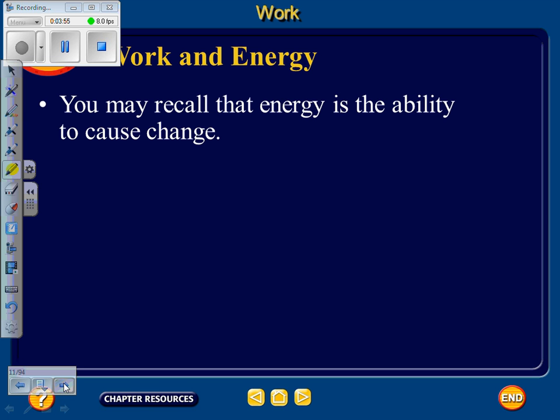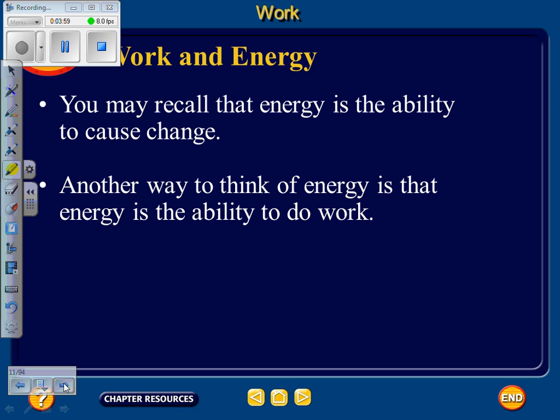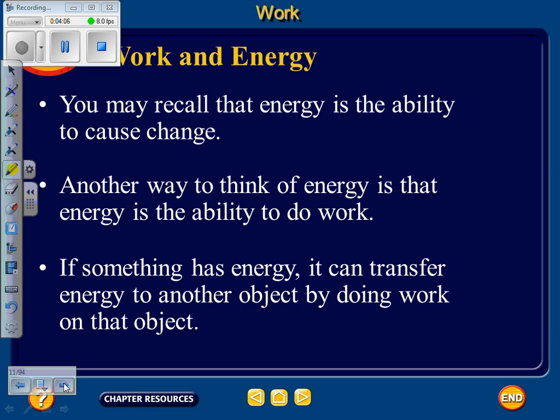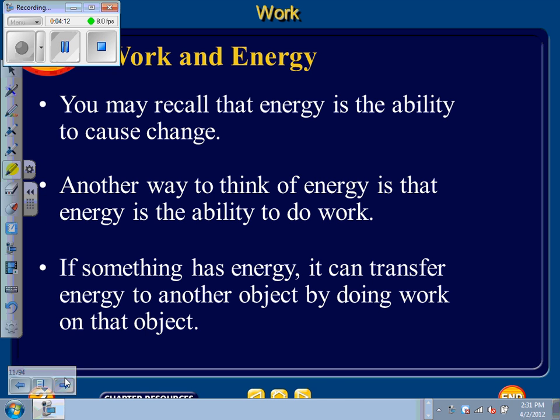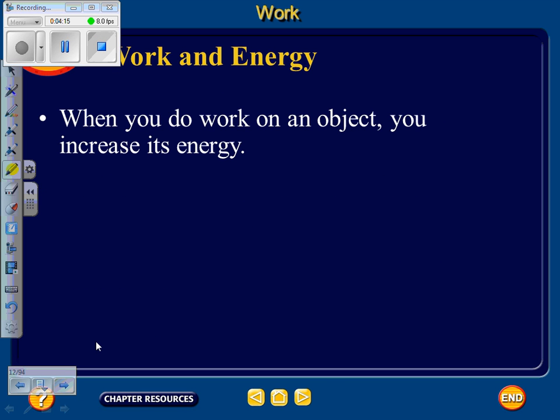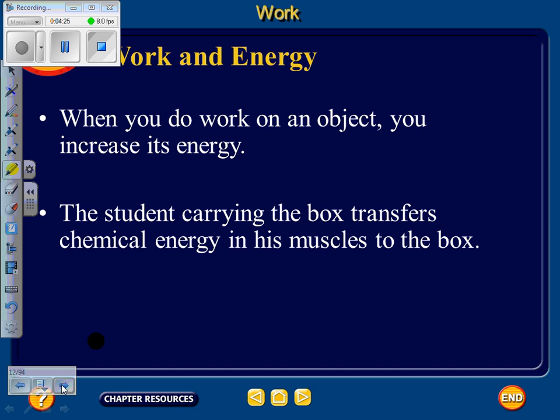You may recall that energy is the ability to cause change. Another way to think of energy is that energy is the ability to do work. If something has energy, it can transfer energy to another object by doing work on that object. When you do work on an object, you increase its energy. The student carrying the box transfers chemical energy in his muscles to the box.